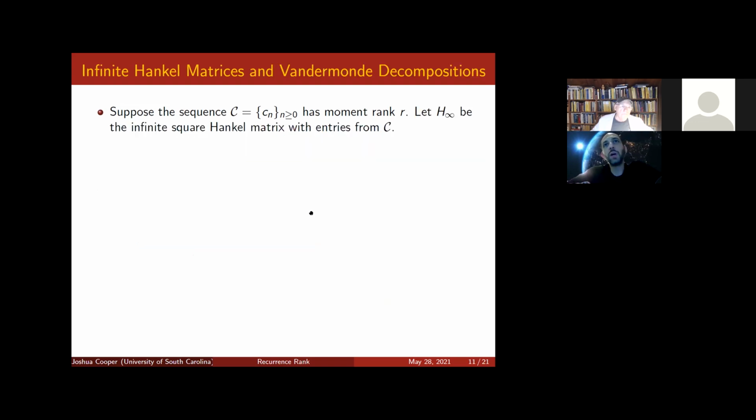Also, if you have a sequence of moment rank R, let H infinity be, you can keep going with that Hankel matrix and just use the full infinite sequence, or one-way infinite sequence, right?